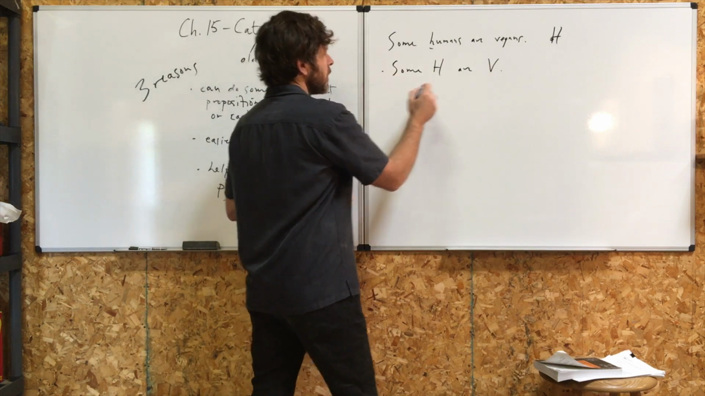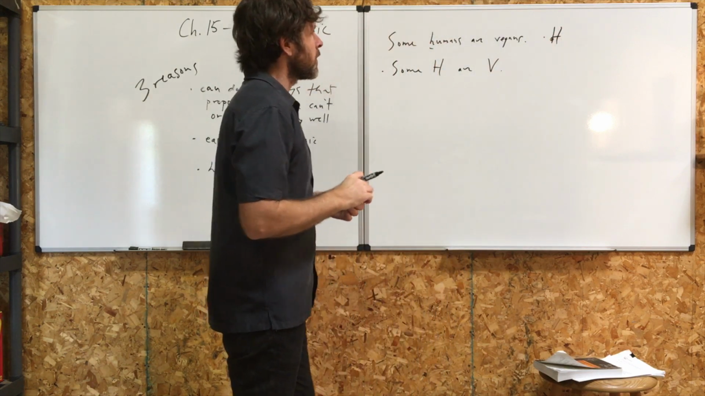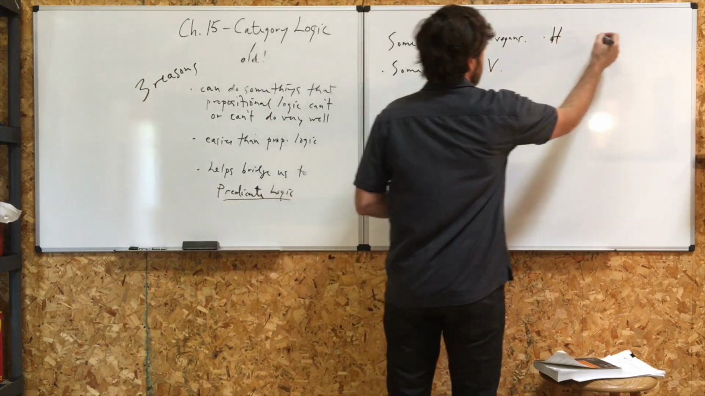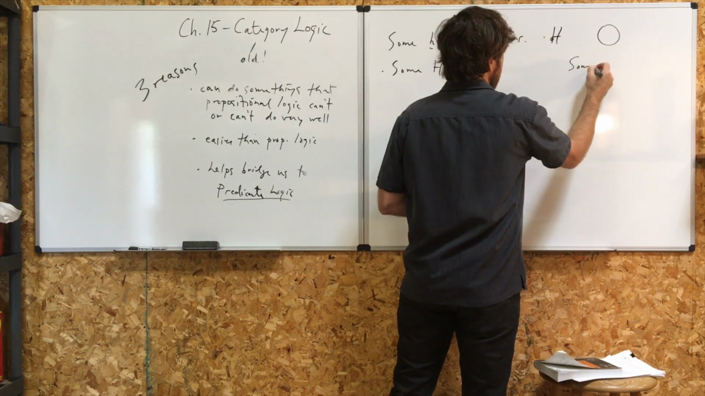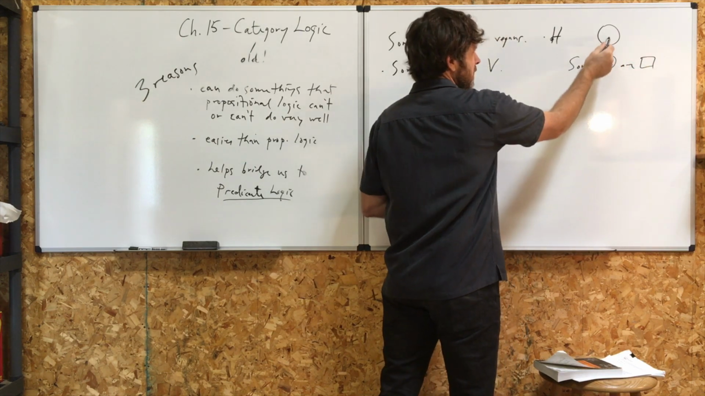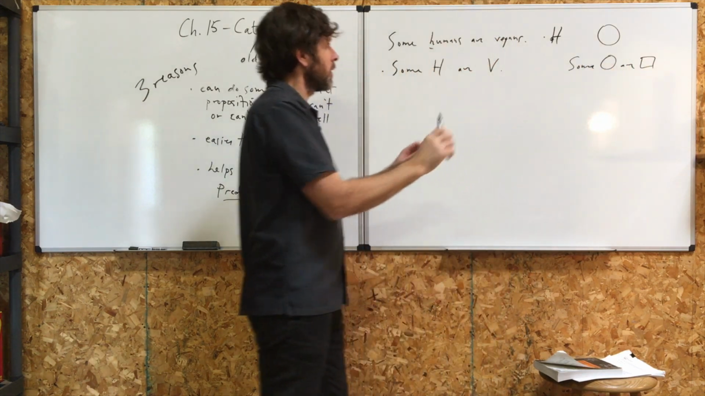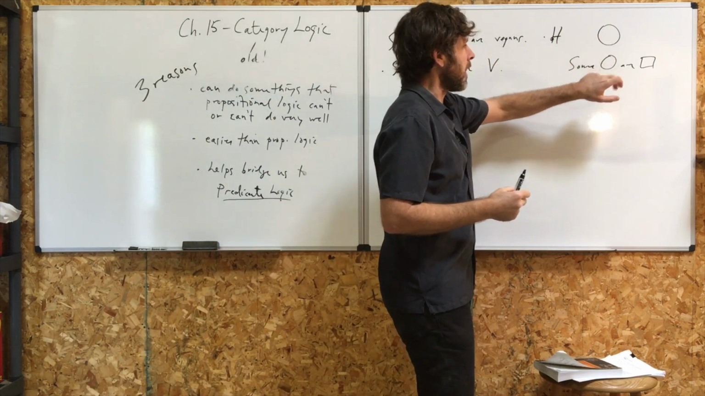This is category logic here. This would be in propositional logic. And look at the forms too. So here the form would just be circle, and here the form would be some circles are squares. Although, keep in mind, that's not the same circle. It's a little different, right? The circle here is a proposition, the circle here is a category.